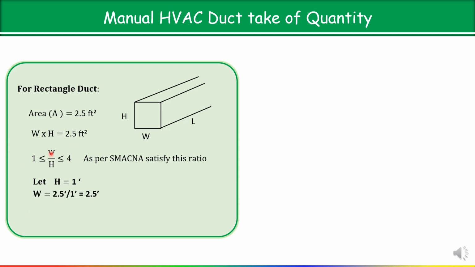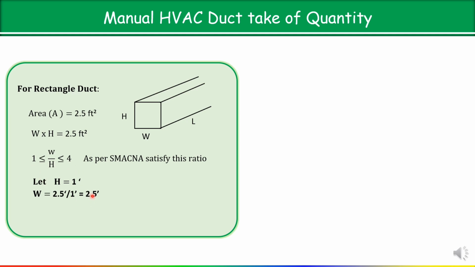So when you substitute this value 1 in this equation, you will get the width as 2.5 feet. Now, for the height you have assumed and the width you have got, remember that in the case of a rectangle duct, as per SMACNA we have to satisfy the aspect ratio: width by height should always be greater than or equal to 1 and less than or equal to 4. If your ratio between width and height is coming within this range, the size you have selected is correct. In our case the width is 2.5 and height 1, so the ratio 2.5 by 1 is 2.5, which is between 1 and 4, so the size is correct.